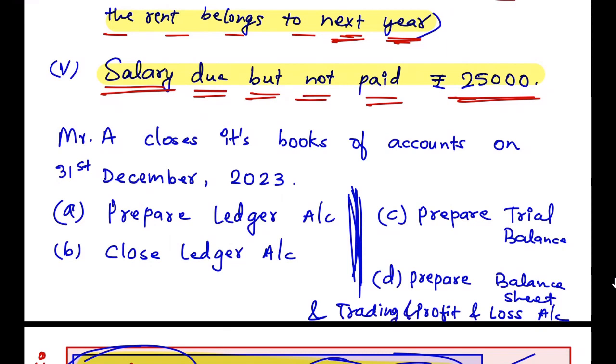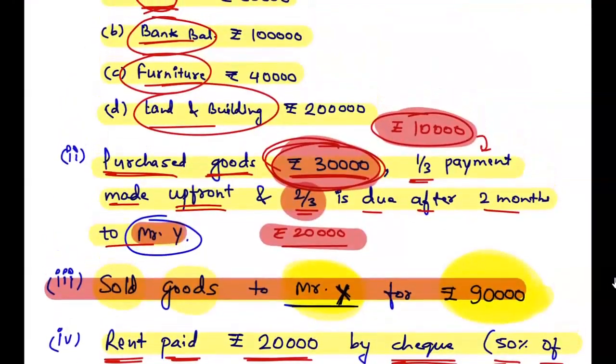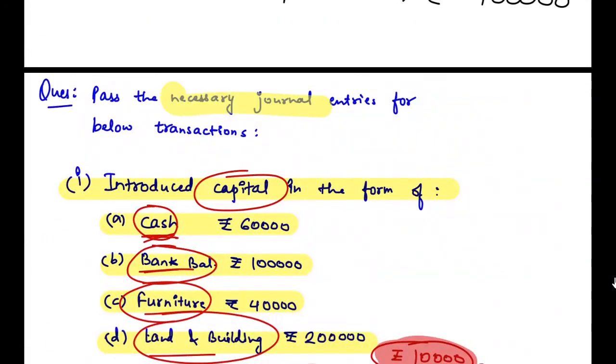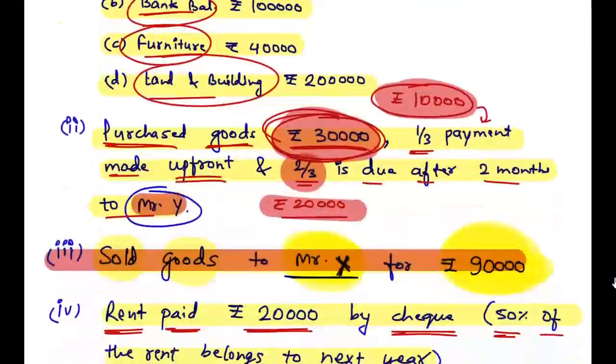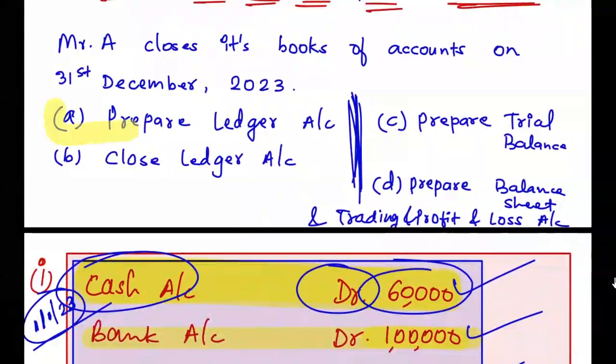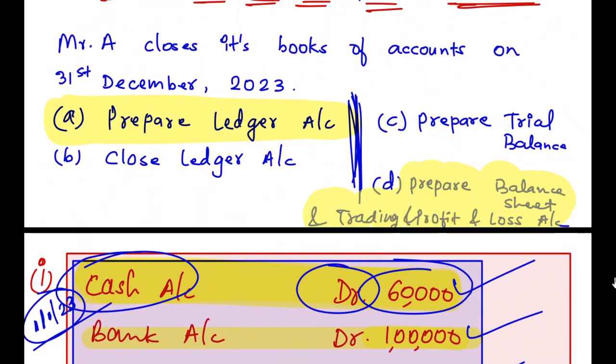So what I have done till now, you have done part A, that you have passed the necessary journal entries. This is done. We have prepared the ledger accounts. Now in the next class, I will teach you how to close these ledger accounts. Then after closing, how to prepare the trial balance. After preparing the trial balance, how to prepare the balance sheet and profit and loss account. That is the most critical part which we are going to do in the next lecture.